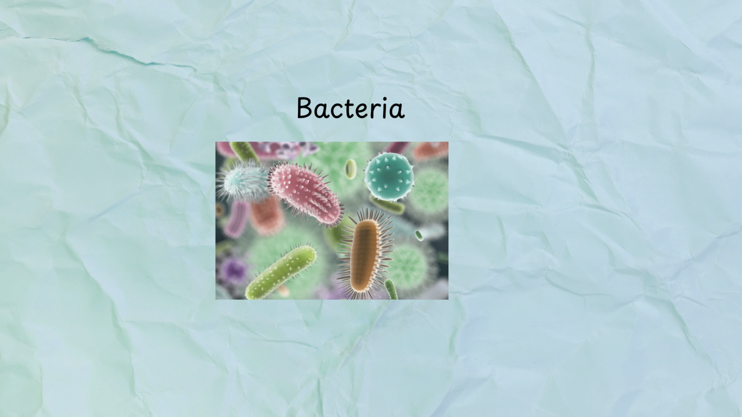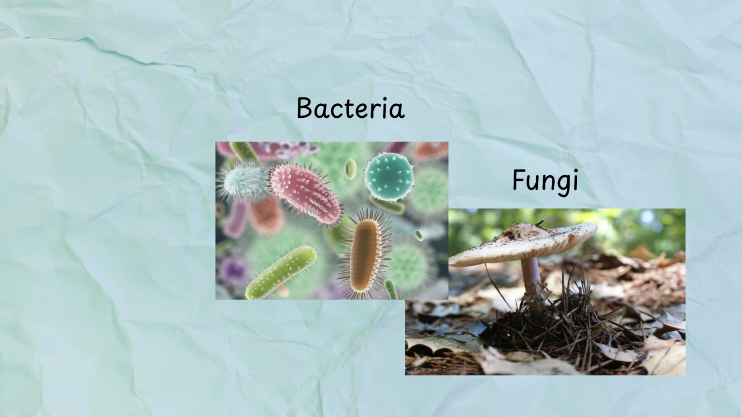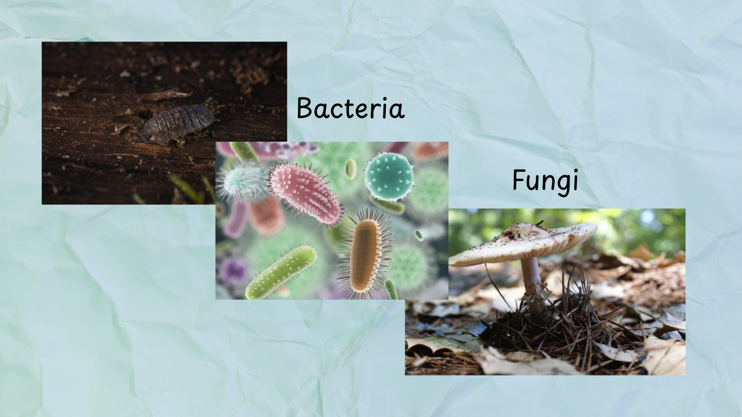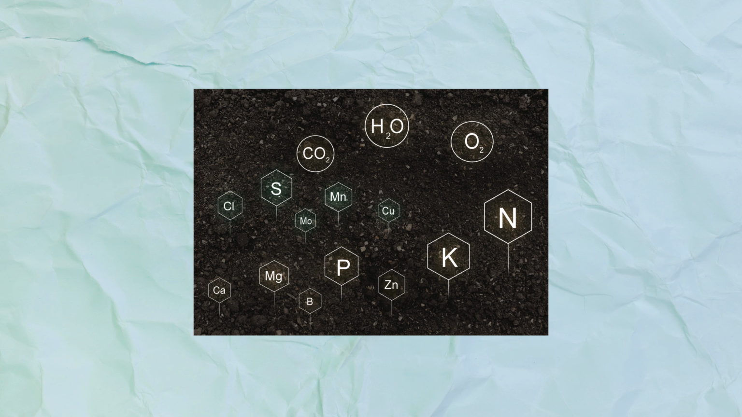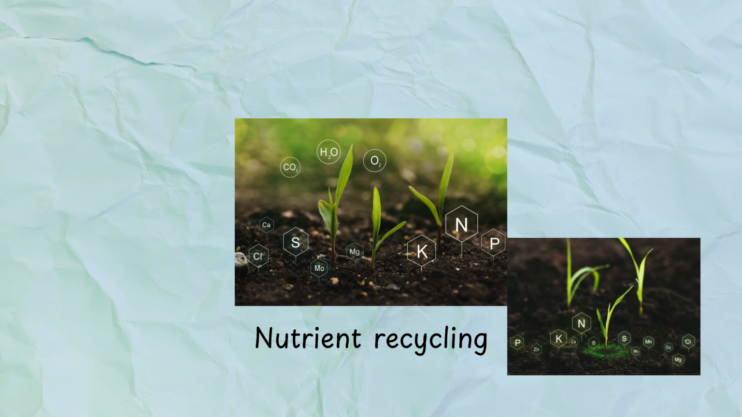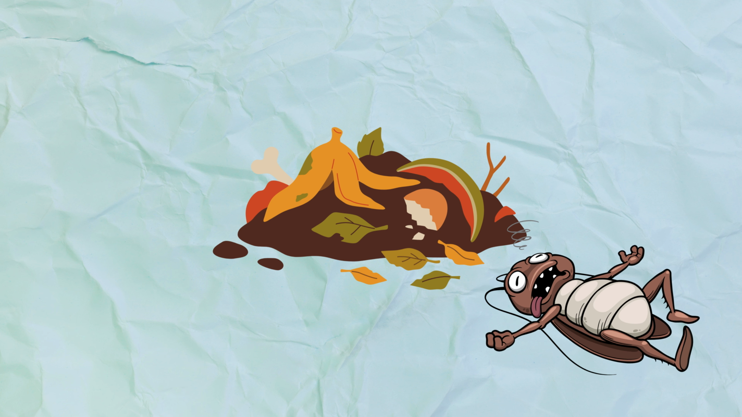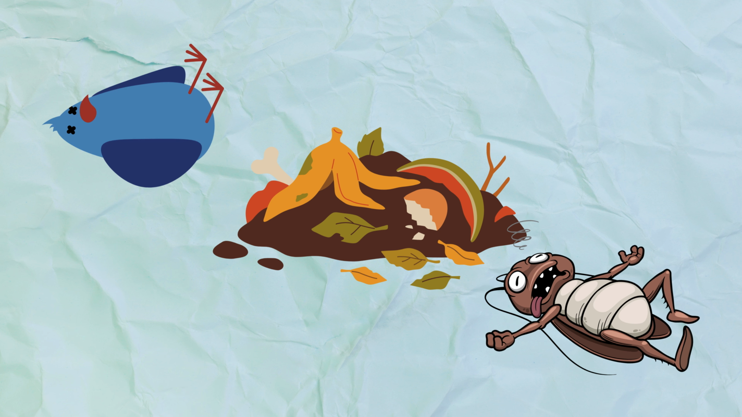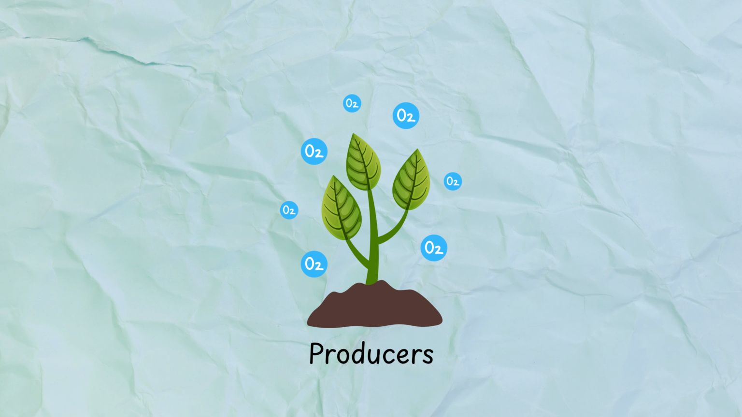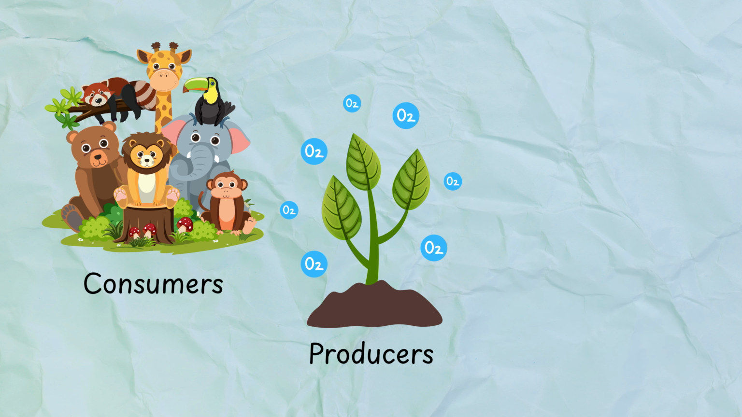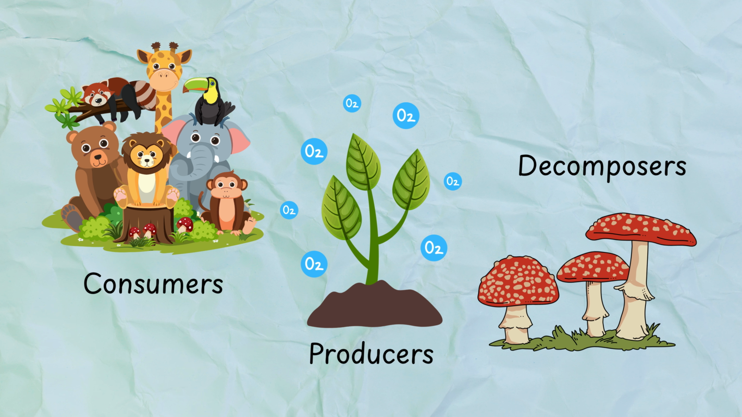Decomposers are mainly bacteria and fungi that break down dead and decaying organic material into simpler substances. They absorb some of the nutrients for their own use and release the rest back into the environment. This recycling of nutrients is essential for the ecosystem because it provides fresh resources for producers to begin the cycle again. Without decomposers, ecosystems would fill up with dead material and essential nutrients would not be returned to the soil or water.